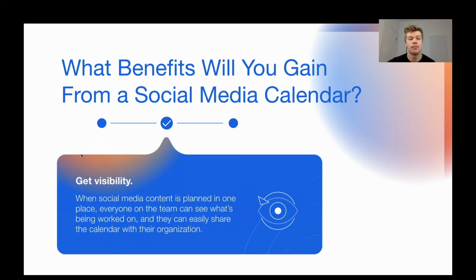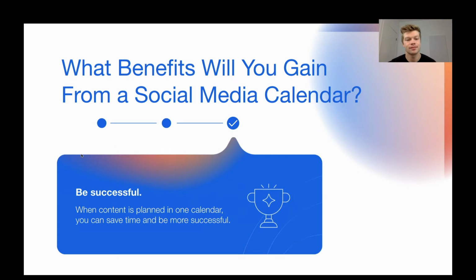Visibility is another big benefit your team and boss and other stakeholders will care about, so they can see what's going on. Plus, when you can see everything in one place, it's easier to spot gaps in your schedule and make sure you're keeping your social media content pipeline full when you can see everything laid out on the calendar.